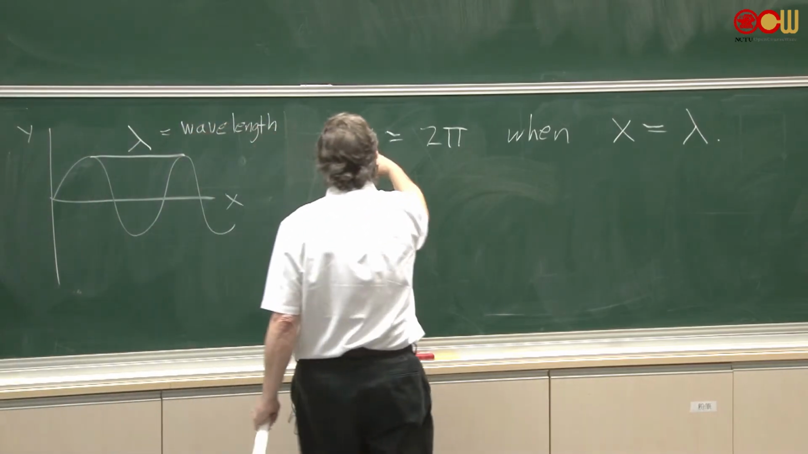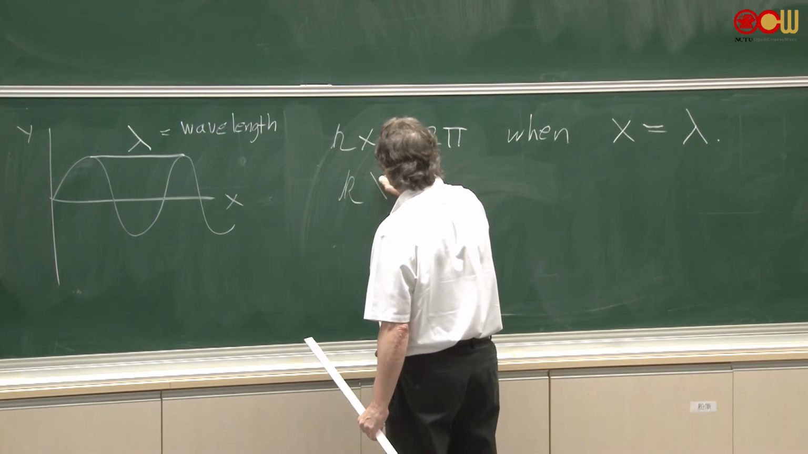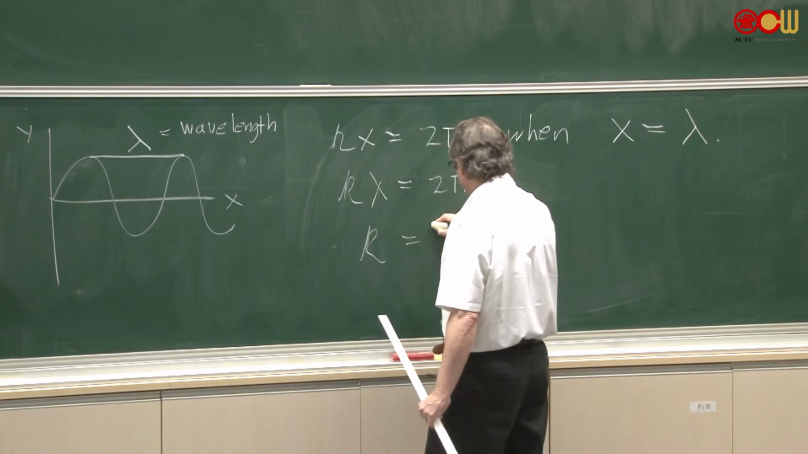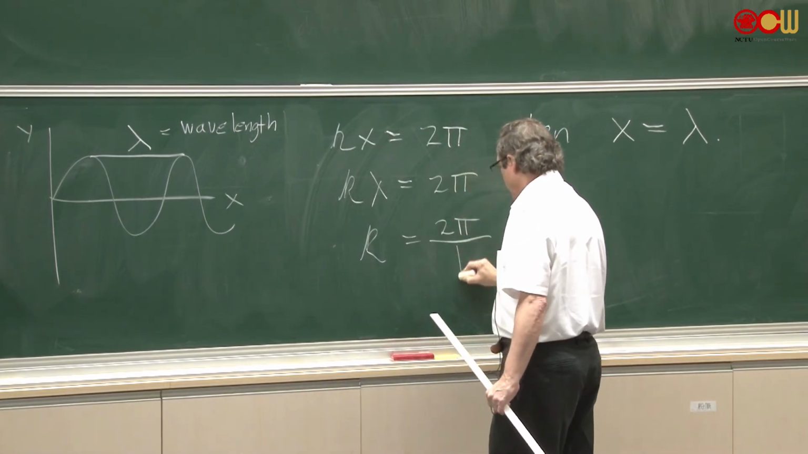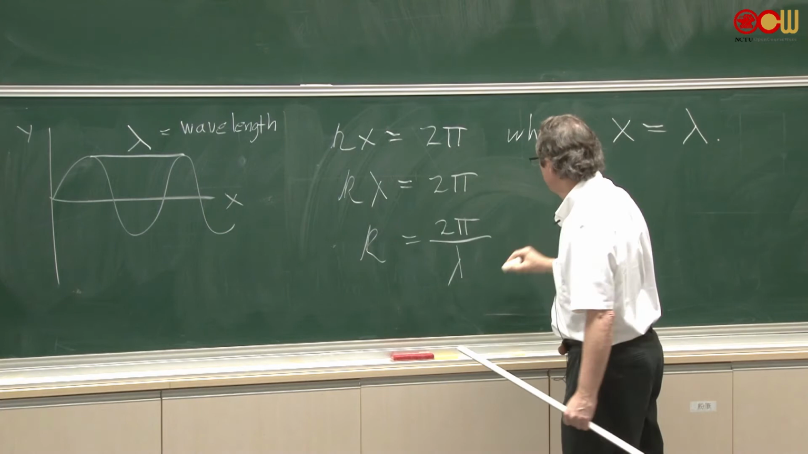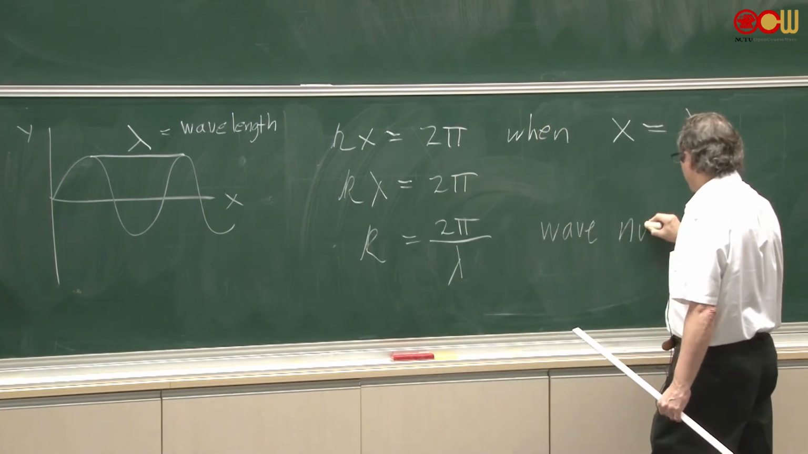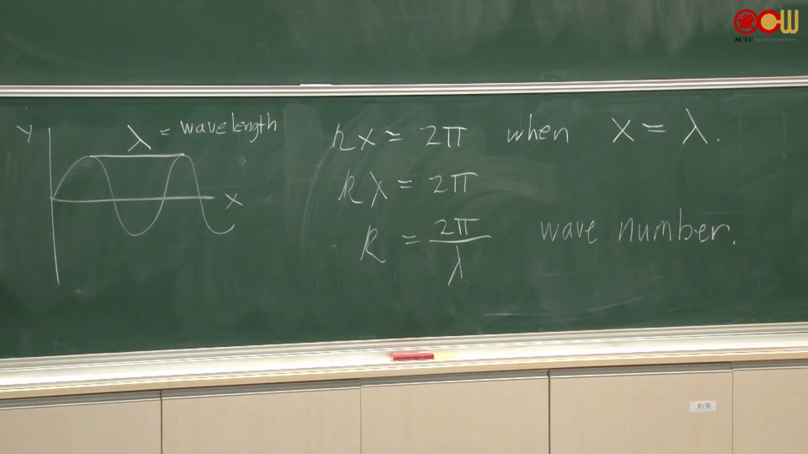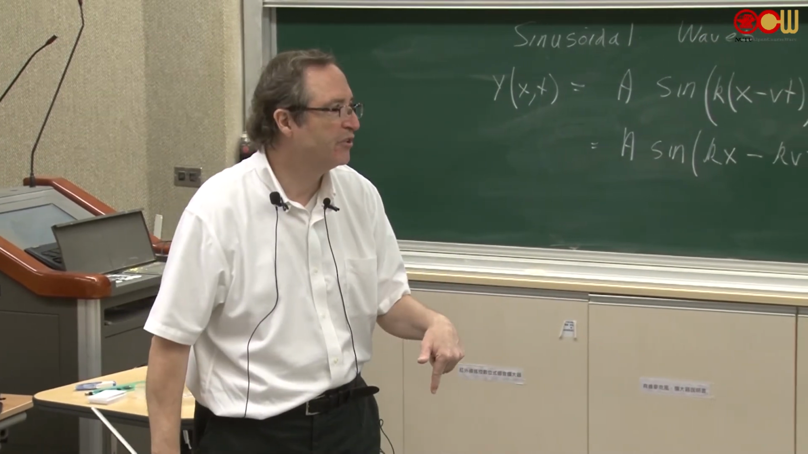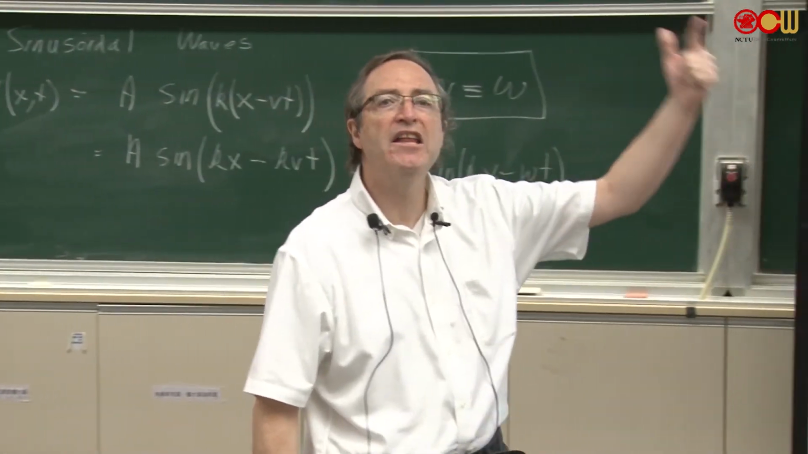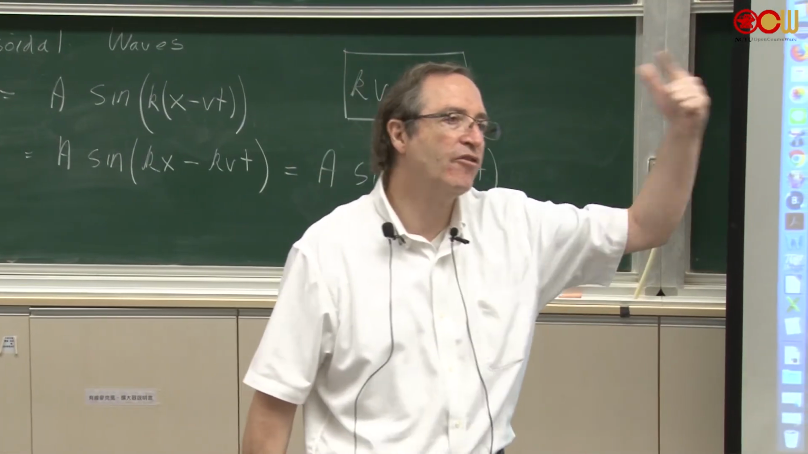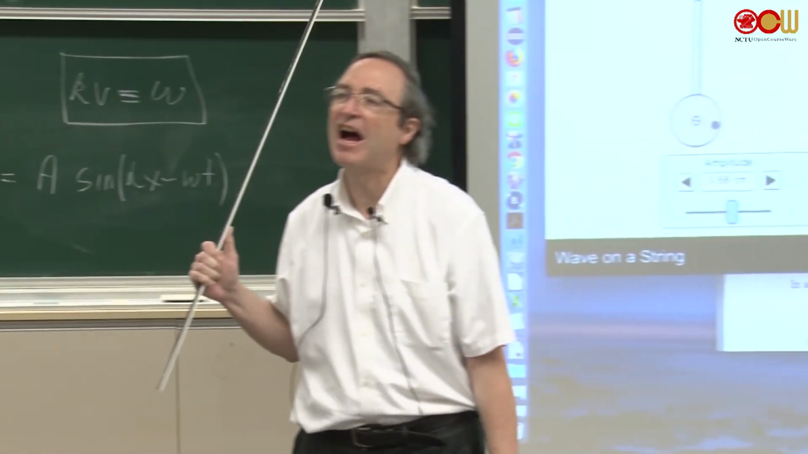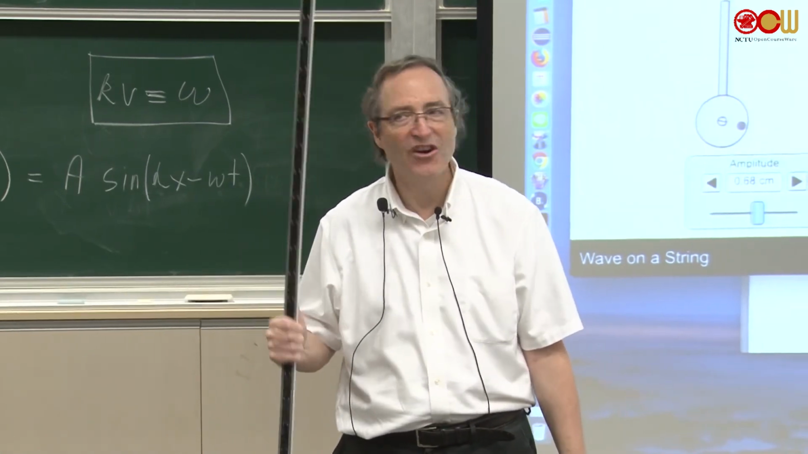All right, so I can put in that for x, and I get k lambda equals 2 pi, and I get the result k equals 2 pi over lambda. And this is called the wave number. What it's telling you is how many waves there are per unit distance. So it's the number of waves per distance, and it has units of 1 over length, 1 over meters. If you continue in physics, you're going to see this wave number a lot, so make sure you understand it now.